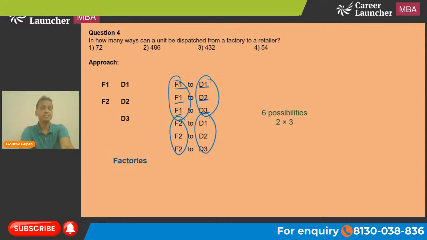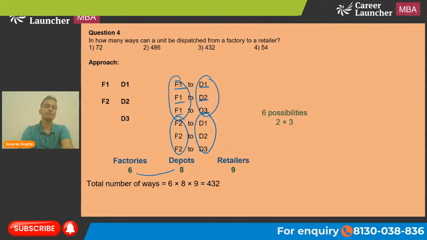And I can see that there are 6 possibilities corresponding to this. So in this case, we have 6 factories in total. How many depots do we have? We have a total of 8 depots. So the factory to depot number of combinations will be 6 multiply 8. And then for each of these 6 into 8, 48 possibilities, we have 9 retailers. So the total number of ways in which we can dispatch our goods from any factory to any retailer will be the product of these numbers. That is 6 into 8 into 9. That is 432, which is the third option.